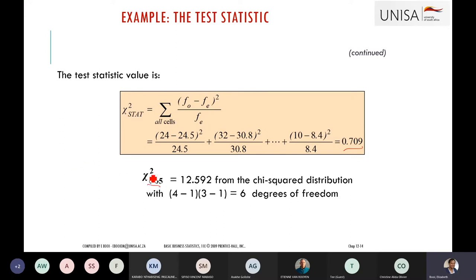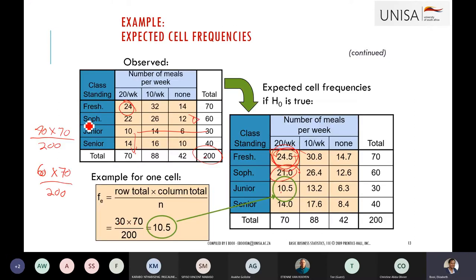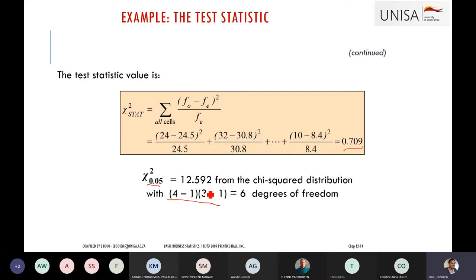Knowing that our alpha was 0.05, for the degrees of freedom there were four rows, excluding the total, and three columns. Therefore, 4 minus 1 times 3 minus 1 gave us degrees of freedom of 6. Taking your degrees of freedom of 6 and your alpha of 0.05, where they both meet on the table, you would have gotten 12.592. And that would have been your critical value.